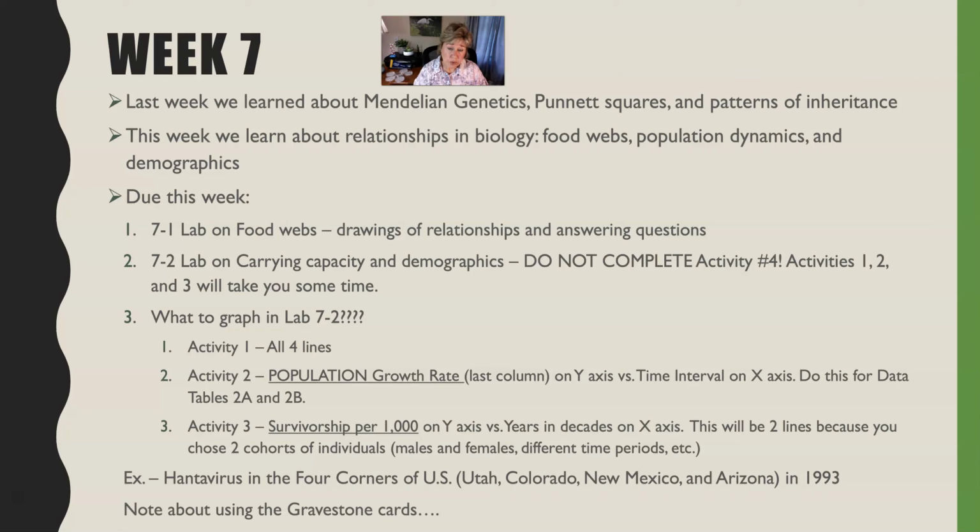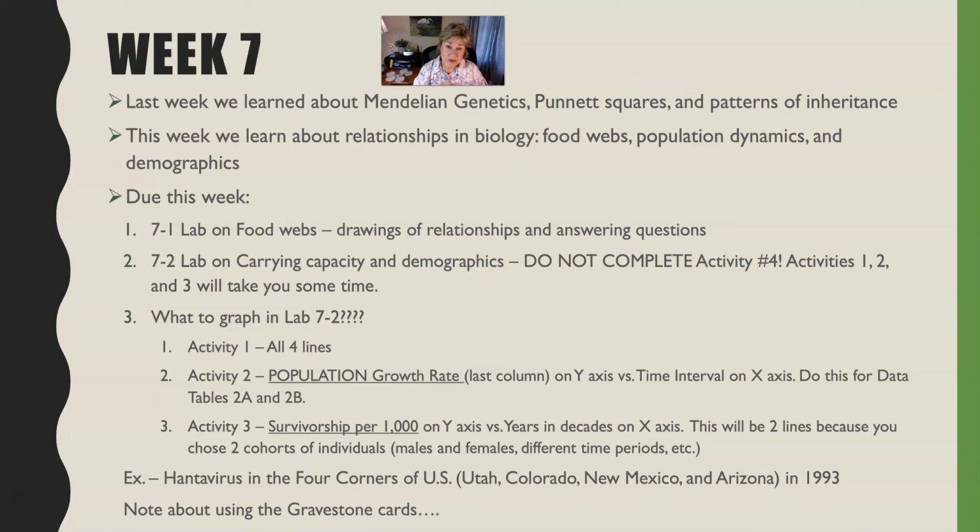In activity 2, all right, when you make a data table, here's a clue for you. When you make a data table in biology, usually it's the last column of data that you're the most interested in. You're doing all these different calculations across, but it's that last column that is important. So in activity 2, you will graph population growth rate in that last column on the y-axis versus time interval on the x-axis. Do this for the data tables 2A and 2B, okay? Population growth rate. You're not graphing all the rest of the data in that table, just that last column.